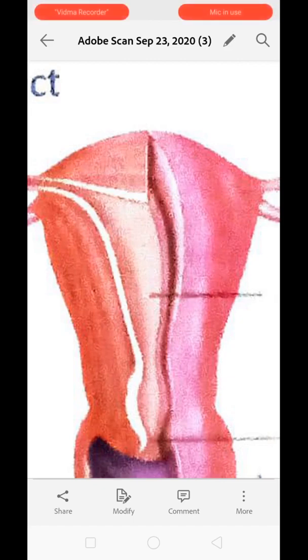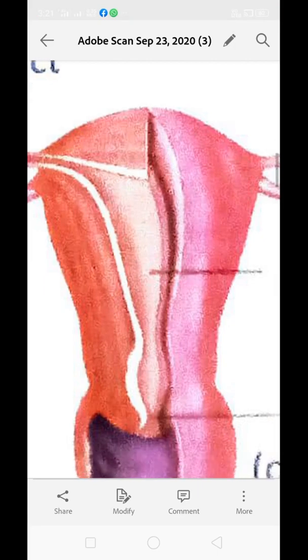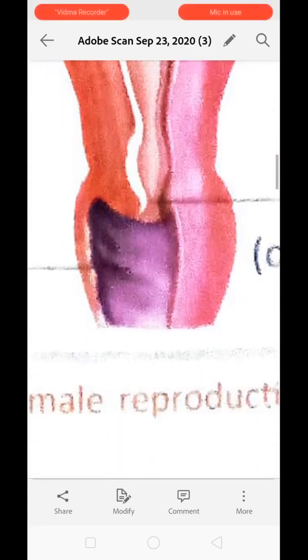For all the 9 months in which the child is going to develop and grow, the child is present in this bag-like structure which is called the uterus. It supports the development of the baby. They have to carry the baby for the whole 9 months, and that is why it is a very muscular structure, to support the weight of the child. Clear? Next is the vagina.